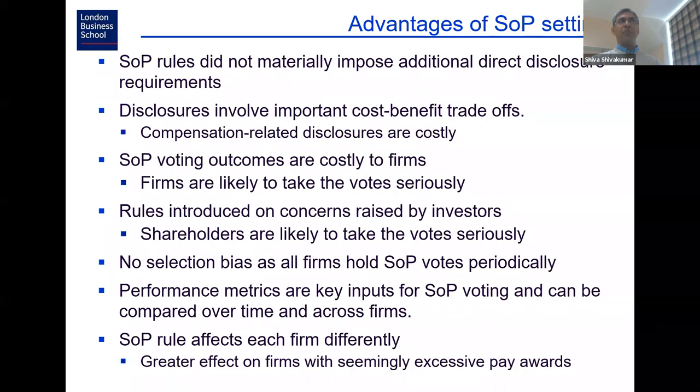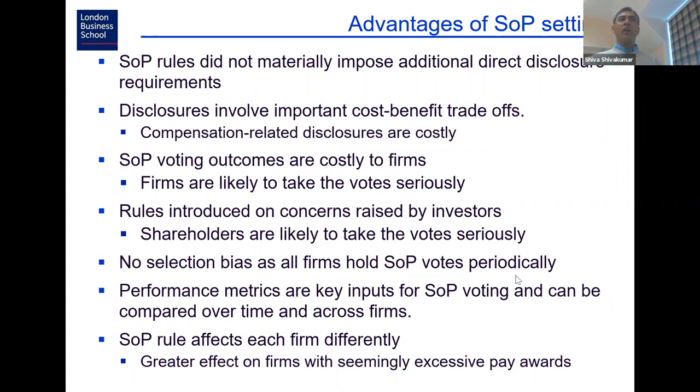First, the SOP rules did not require any additional direct disclosures. So any changes in the disclosure behavior that we see after the SOP rules were introduced can be attributed to the SOP rules directly. The disclosures were important, as we have already spoken. So both the firms as well as the shareholders are going to take these seriously. For the shareholders, the SOP voting was introduced because of demand from the investors for more information about the compensation packages. So as a result, they are also going to be taking these votes seriously.